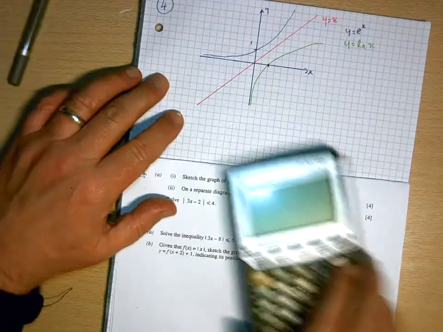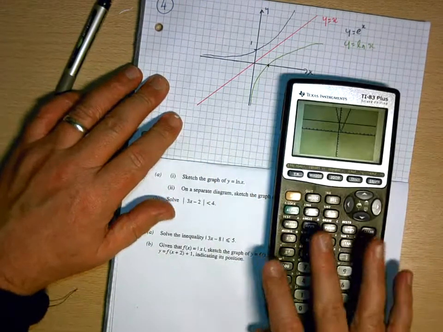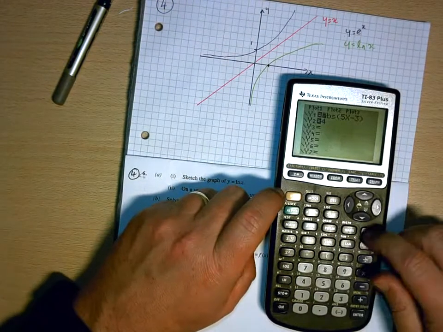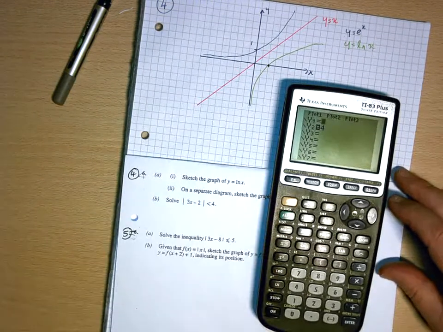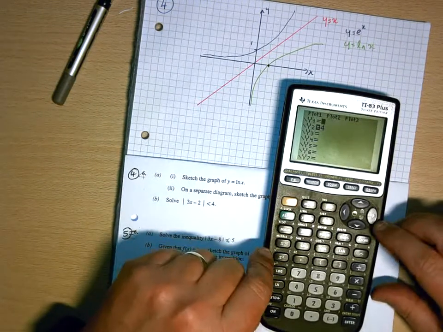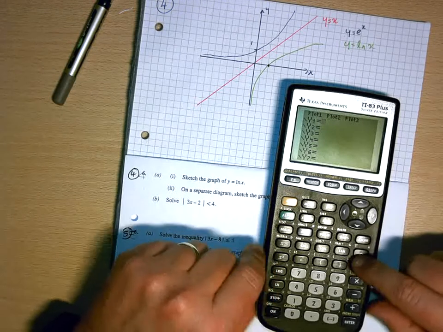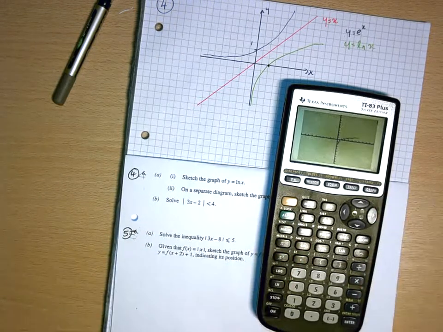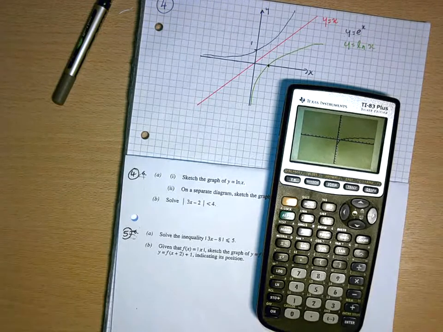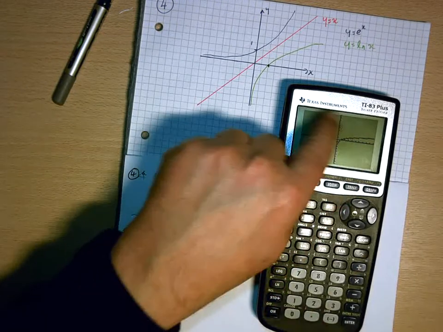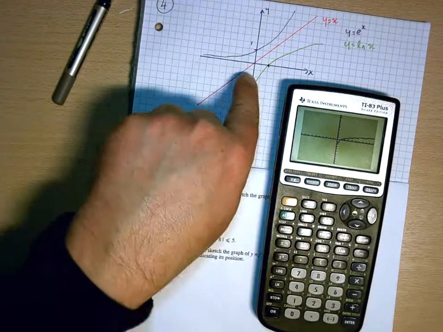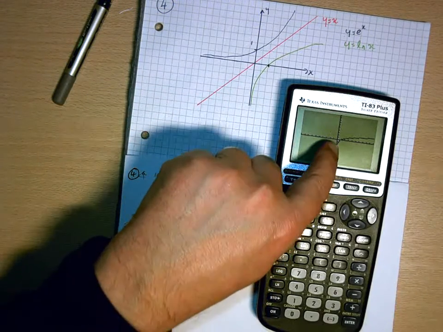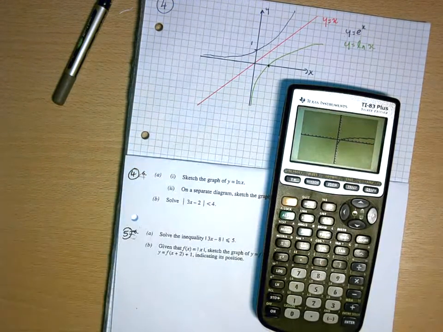Now, just to show you that on the graphics calculator, if I clear that one away, then ln x looks like that. Now mine's, the axis there is spaced out differently to that there, but you can see the picture of what's going to happen.